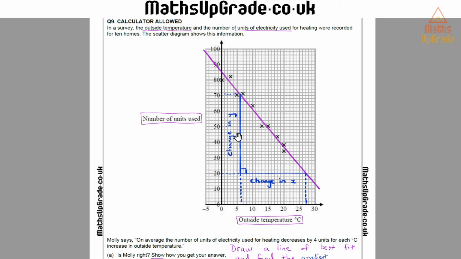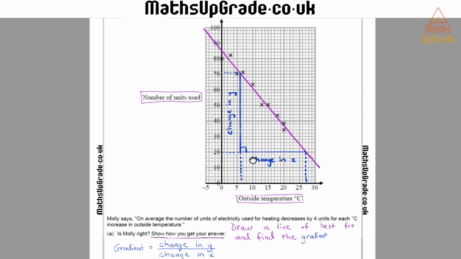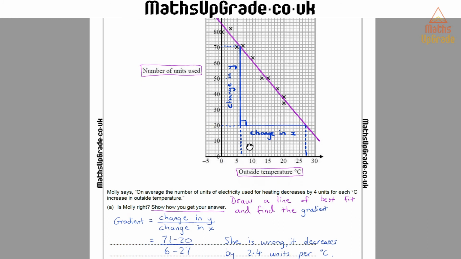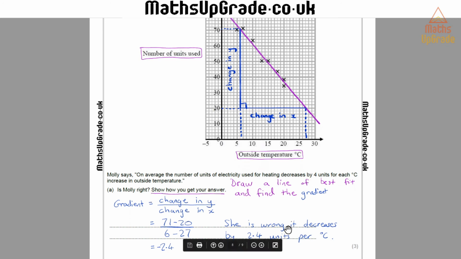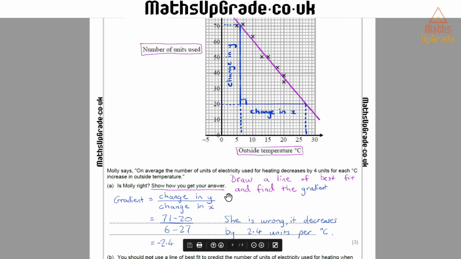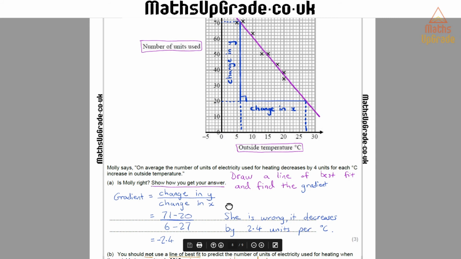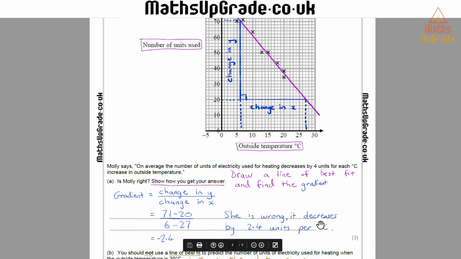Gradient is given by the change in the y distance divided by the change in x distance. So for this triangle here, it's given by the height divided by the base. I can draw this triangle as big or as small as I want to, and I can put it anywhere I want, as long as this line is the diagonal side. So for my triangle here, the change in y is 50, and the change in x is around about 21. So if I divide those numbers, I'll get around about 2.4. So what that says is that the number of units decreases by around 2 or 2.5 units for each degree Celsius. So clearly she's wrong, and that's 3 marks.